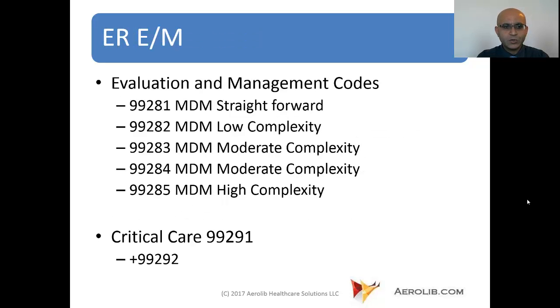Now, for the emergency room, there are 5 major categories of EM codes in addition to the 2 critical care codes. And as you can see in this slide, 99281 is straightforward medical decision making, followed by low complexity. 99283 and 99284 are moderate complexity, and there are subtle differences in what makes a case an 83 versus an 84. And 99285 is the medical decision making of high complexity. Critical care codes are 99291 and 99292. Most of this will be covered as we move forward during our series of presentations.